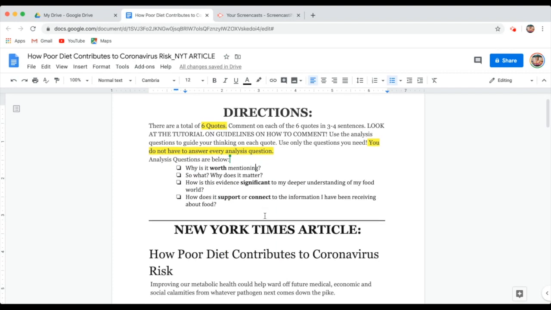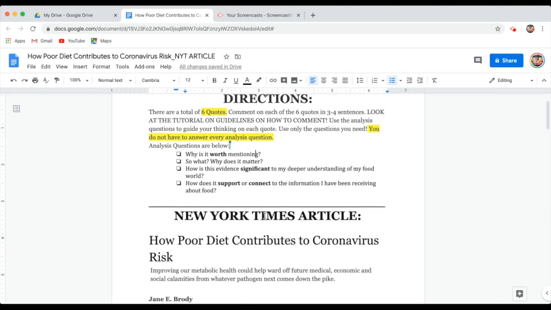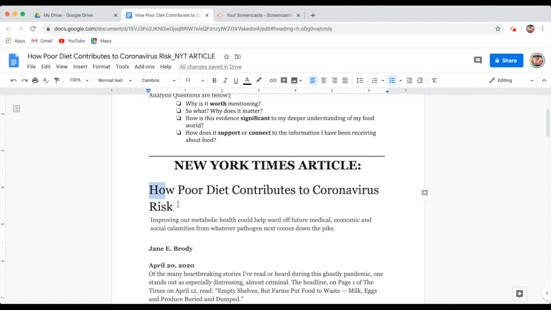Okay, so I'm going to go down. I'm going to pretend that I read this entire article, and the title is How Poor Diet Contributes to Coronavirus Risk. Notice that connection. We're talking about food. Part of the reason I threw this out there is because it's important for you to think about right now, how are your food choices? Because your food world's a little bit different now, isn't it? How are those food choices affecting the current situation?